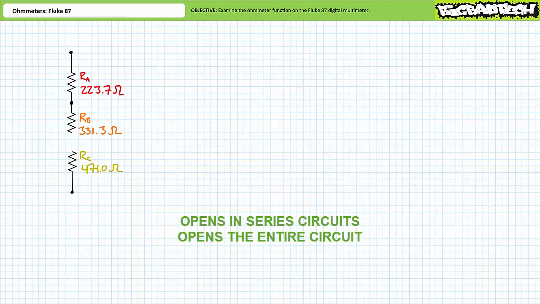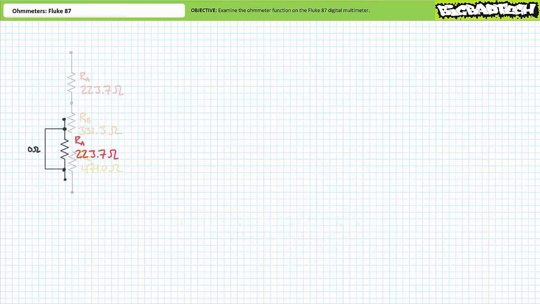It makes sense. A series or inline path with a rupture or open anywhere in that single path does not have a conductive path. Let's now deal with shorted elements in series circuits. A short is a low resistance around or in parallel with an element. Consider resistor A, ordinarily a resistance of roughly 220 ohms, with a 0 ohm wire in parallel, or around it.